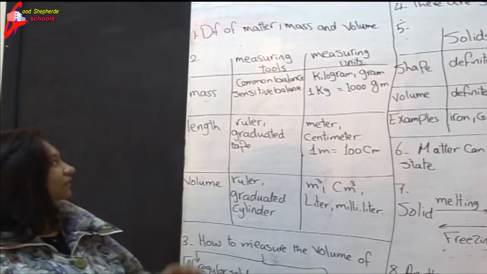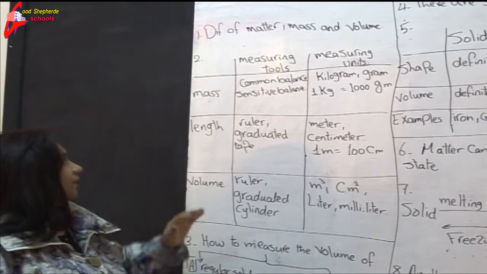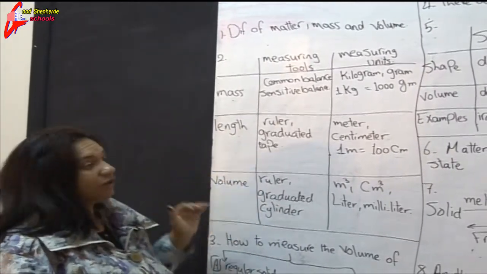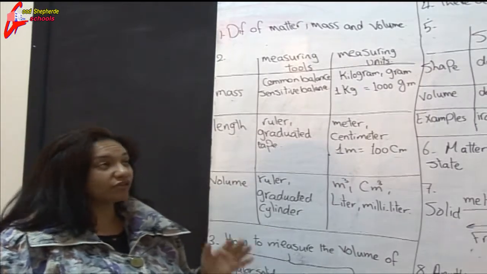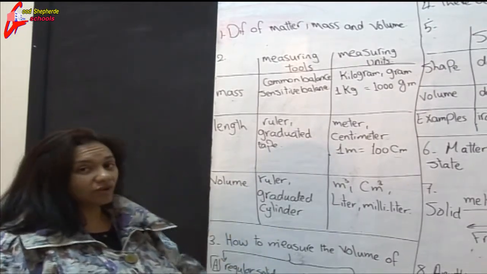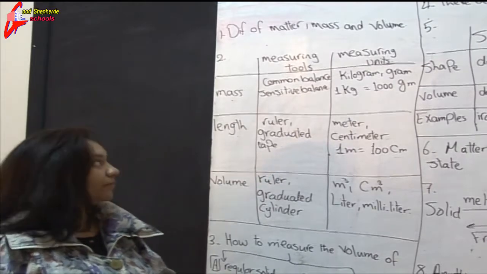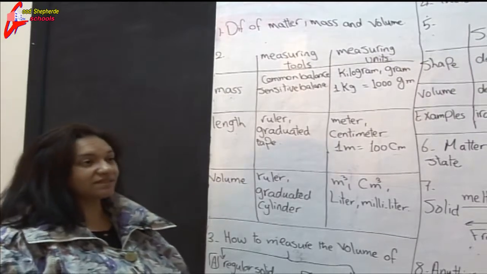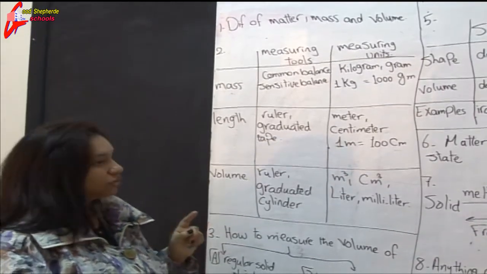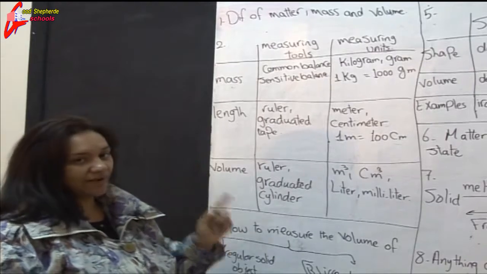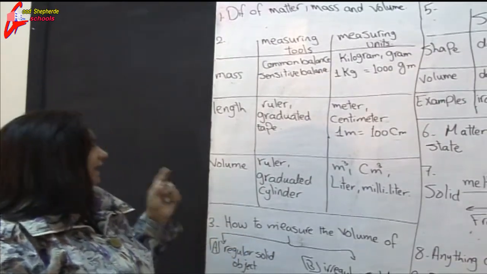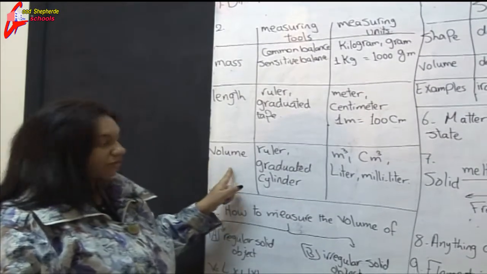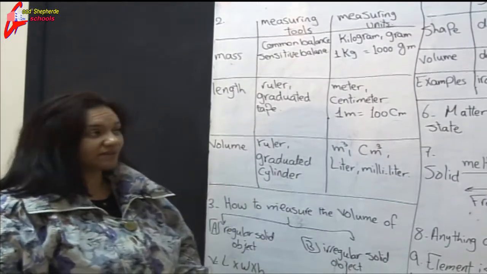We have three things we have to measure: number 1, mass, number 2, length, and number 3, volume. When we try to measure, we must know the measuring tools and the measuring units. The measuring tools for mass are the common balance and the sensitive balance, while the measuring tools for length are the ruler and graduated tape. And the measuring tools for volume are the ruler and graduated cylinder.